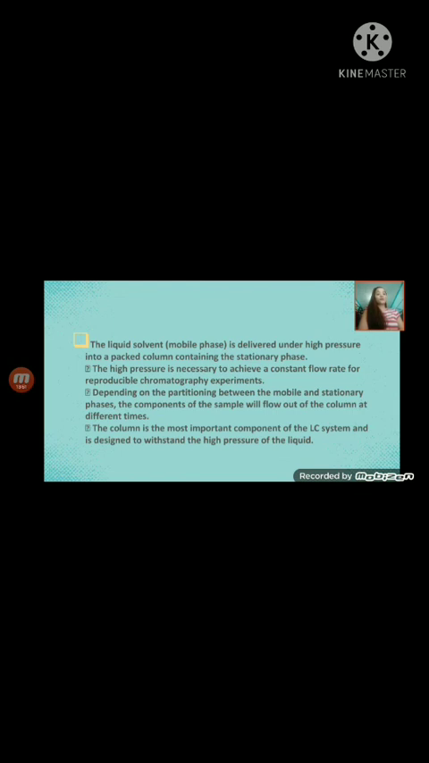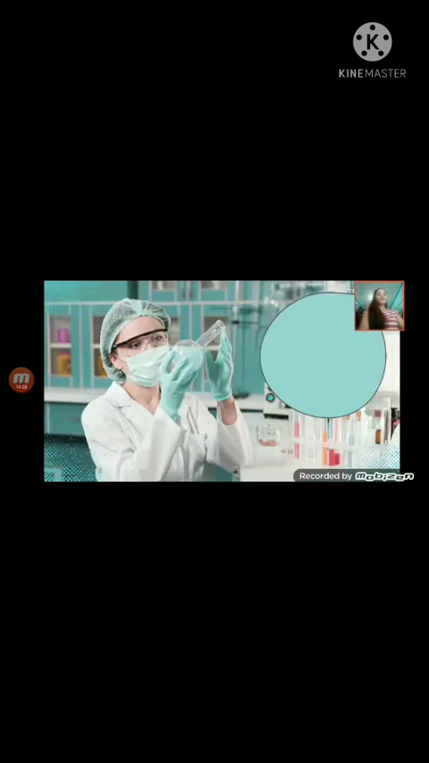Next, the high pressure is necessary to achieve a constant flow rate for reproducible chromatography experiments. Next, depending on the partitioning between the mobile and the stationary phases, the components of the sample will flow out of the column at different times. Then next, the column is the most important component of the liquid chromatography system and is designed to withstand the high pressure of the liquid. So that would be all about the principles of HPLC.